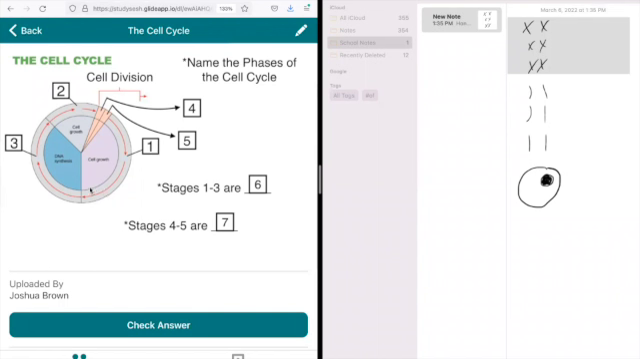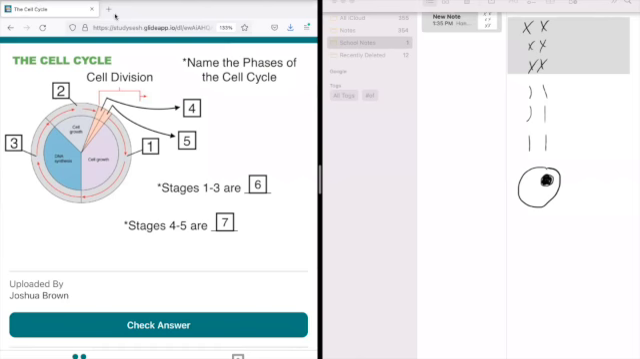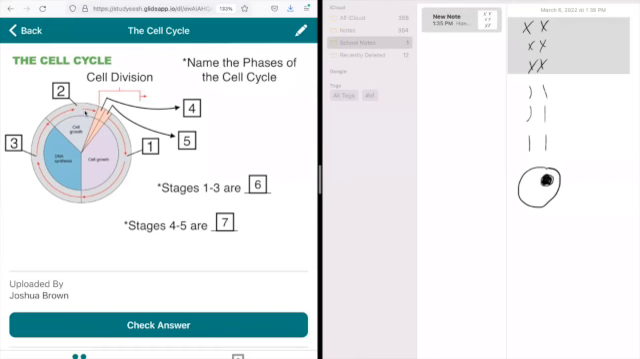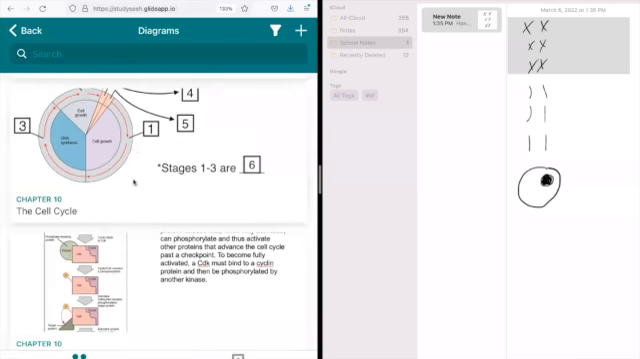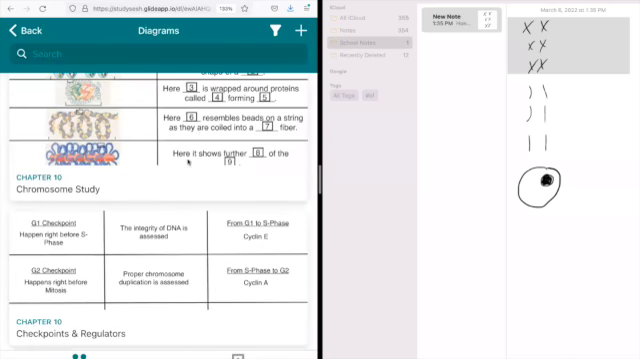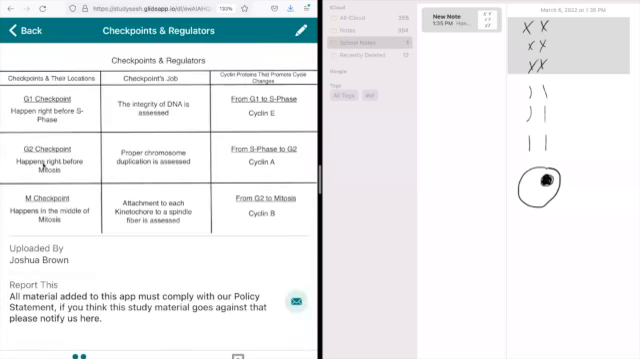After the cell's DNA is replicated, you're going to go to G2, and the cell, of course, is going to get ready for mitosis. The G2 checkpoint is going to happen right around here, right before mitosis. Now, I'm going to go right back to another diagram real quick. You can see here, the G2 checkpoint happens right before mitosis, and the purpose of it is to check to make sure the chromosomes were duplicated properly.